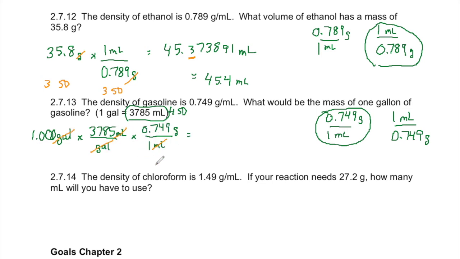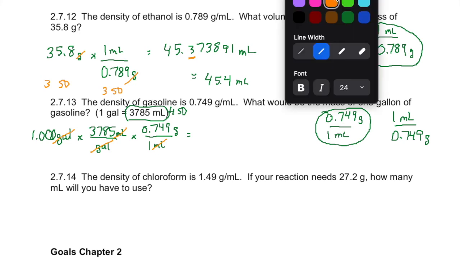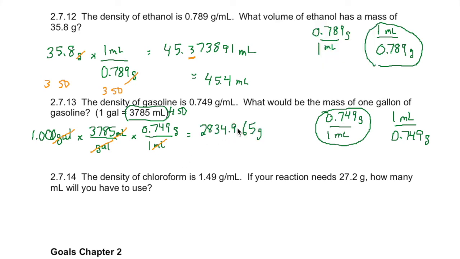Now our gallons have canceled and our milliliters have canceled, and we're left with grams. So we have 2,834.965 grams. We started off with 4 significant digits. Our density we know to 3 significant digits. So we'll go ahead and round this to 3 significant digits and report this as 2,830 grams.